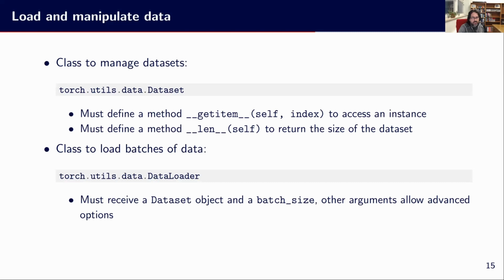And from a dataset, we can define a DataLoader, that is an object that is used to give us instances, samples in batches. So we have access to a batch of samples from a given dataset, and we need a batch size also to define the size of these batches. And some more arguments are provided for advanced options. And DataLoader is as such a Python iterator.